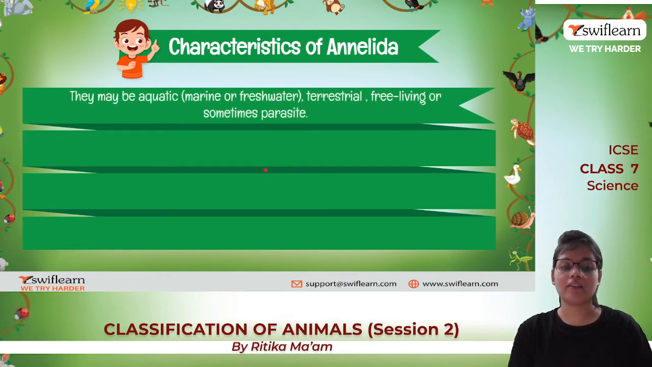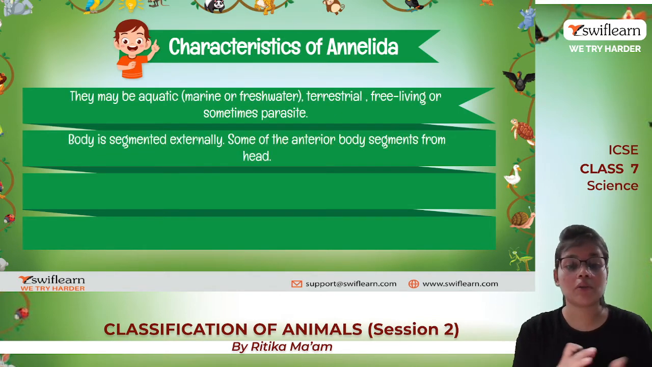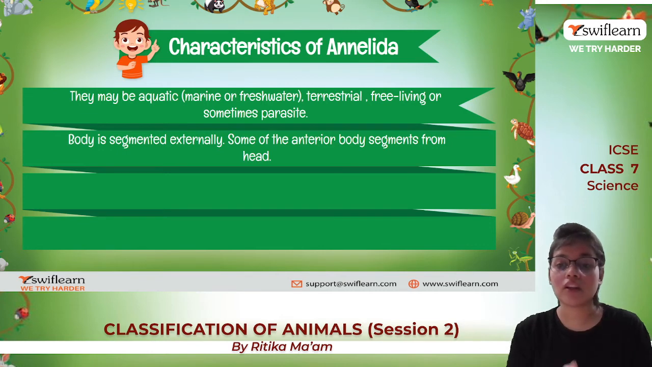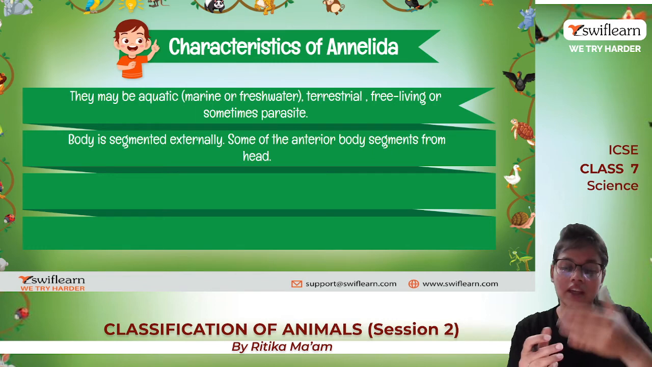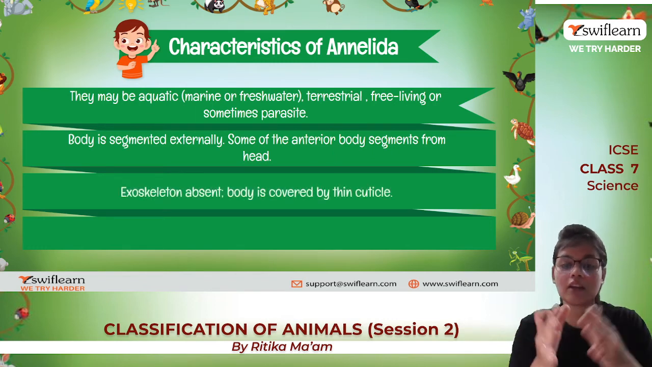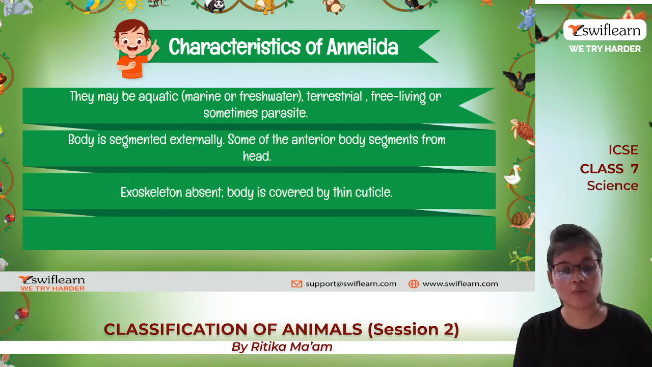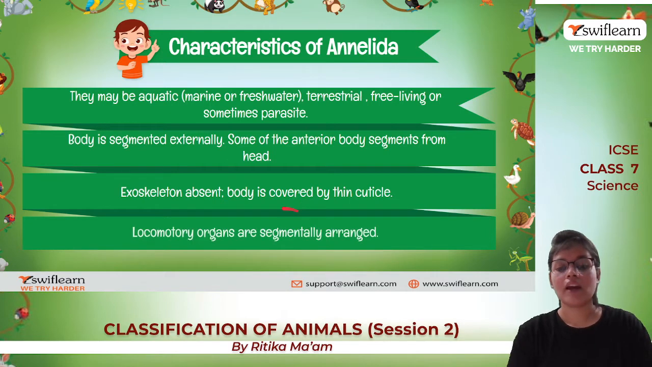What are the characteristics? They can be aquatic, in which case they can be marine or freshwater. They can be terrestrial, they can be free living, or sometimes they are even parasitic. Their body is segmented externally, and some of their anterior body segments form the head. So there are segments present on the Annelida's body. The exoskeleton is absent and the body is covered with a thin substance known as cuticle. And the locomotory organs, which help in movement, are segmentally arranged.